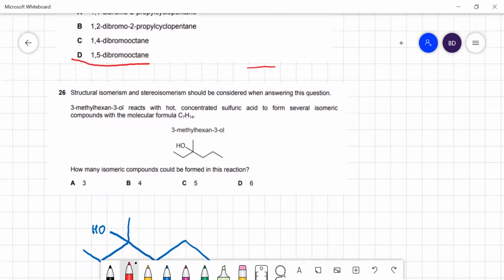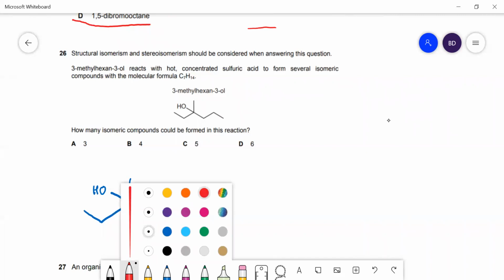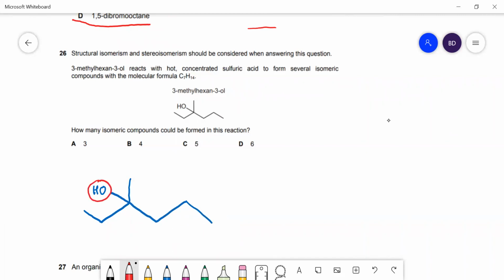26. Structural isomerism and stereoisomerism should both be considered in answering this question. So 3-methylhexanol reacts with hot concentrated sulfuric acid. What's going to happen there? We're going to get a dehydration reaction. So we're going to remove the OH, and we can remove a hydrogen from the carbon next door to that one there.